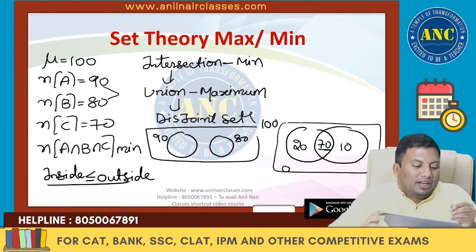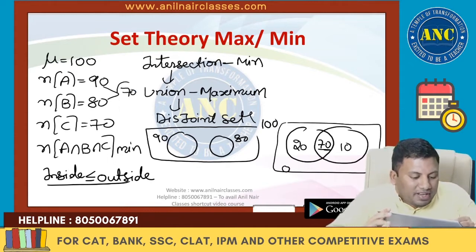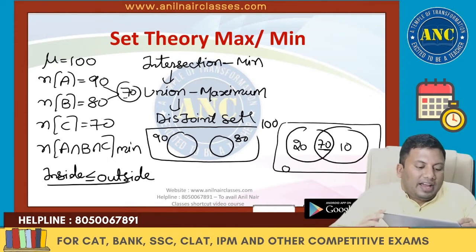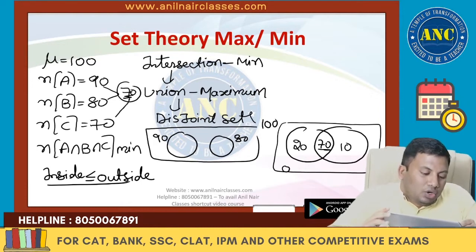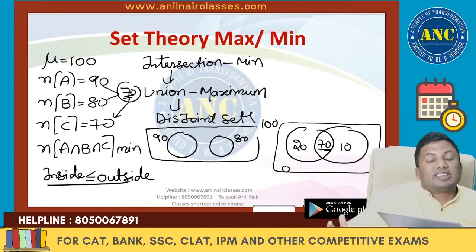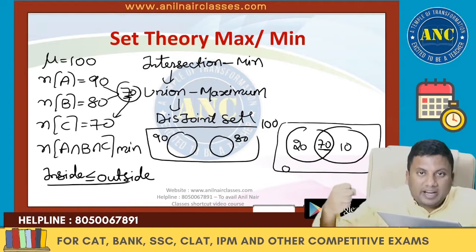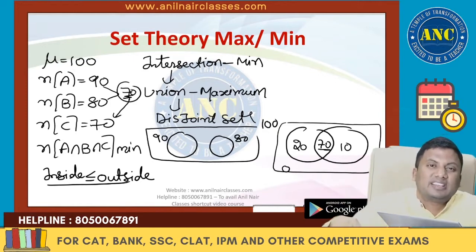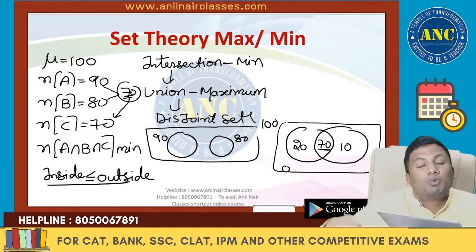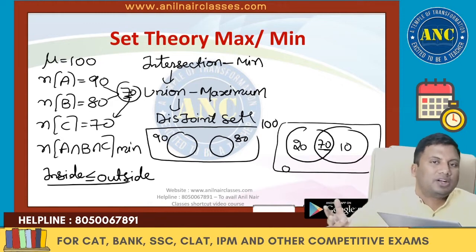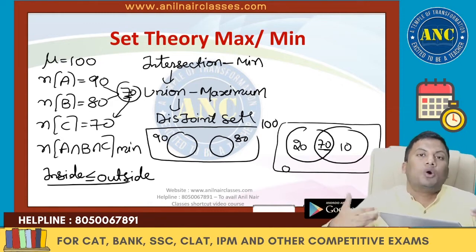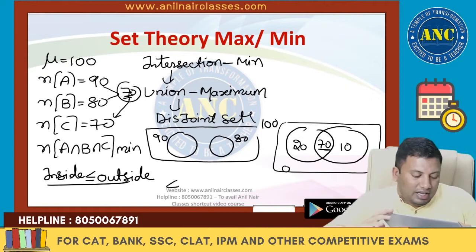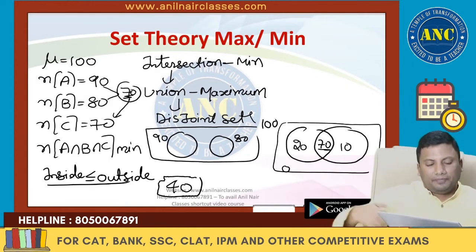70 will be the value. So maximum intersection, I got it is nothing but 70. Do 70 with the third one. 70 with 70, if I separate it, how much will it be? 140. Outside, how much is the value? 100. Inside value has to be less than or equivalent to outside. 140 is how much more than 100? 40. So what is the answer for the question? 40. Are you all with me?